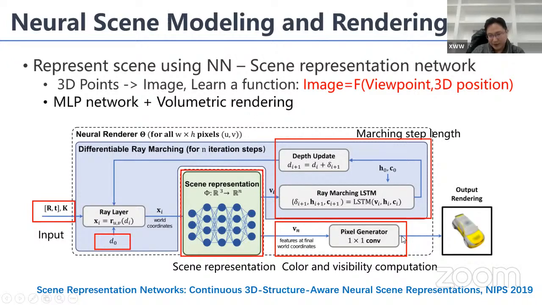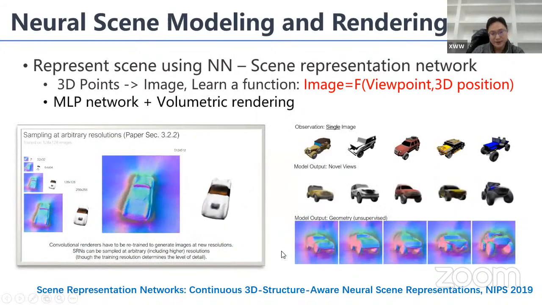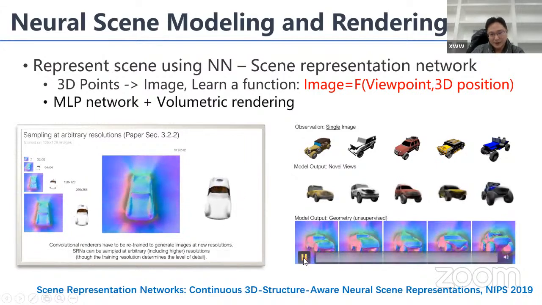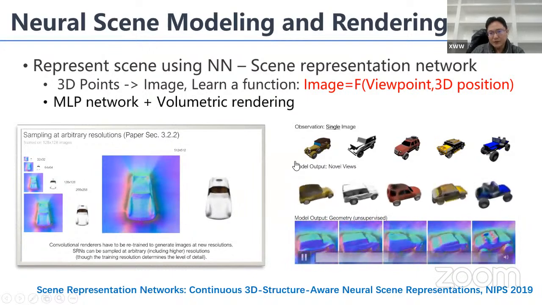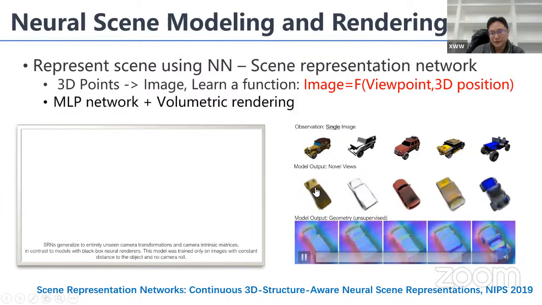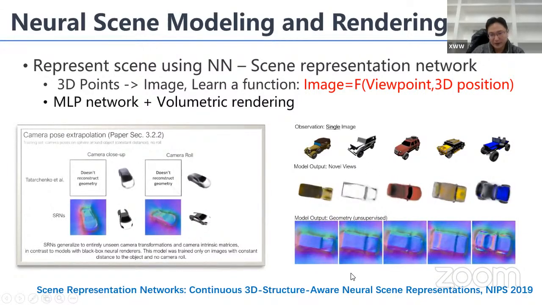So this paper can model much more complex things than the science paper. So these are some results. It can also generate novel views even given only a single view. That means the network has already remembered some knowledge of how to predict the novel view of an object.